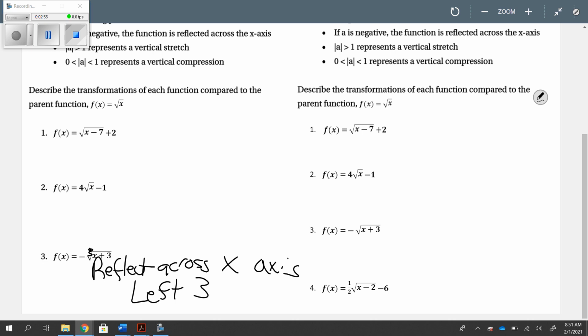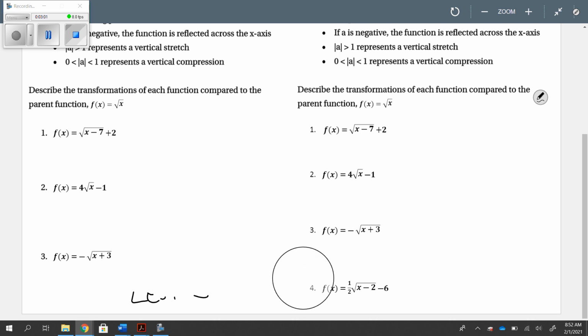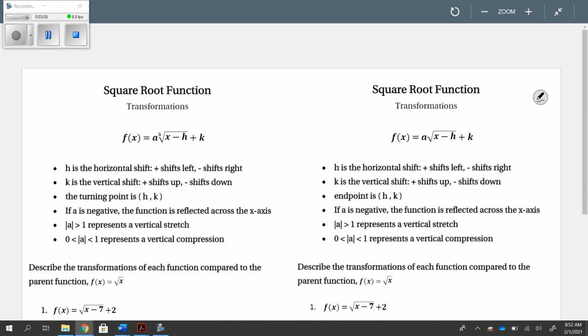It's the same transformations. The only difference is that h comma k point will be our turning point in the graph. All right, that's the only difference between cube and square. So it should be just as easy as yesterday. See, it says the turning point is h comma k. Everything else is the same.